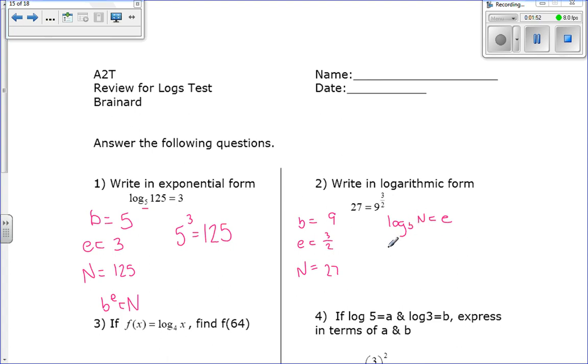So it's log base 9 of 27 equals 3 halves. Okay?